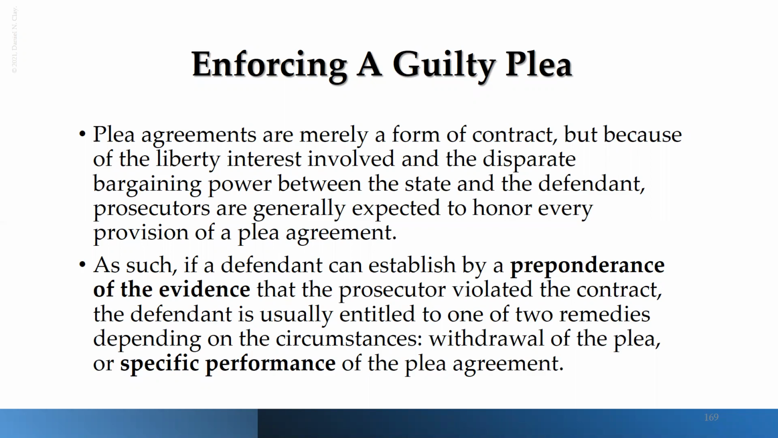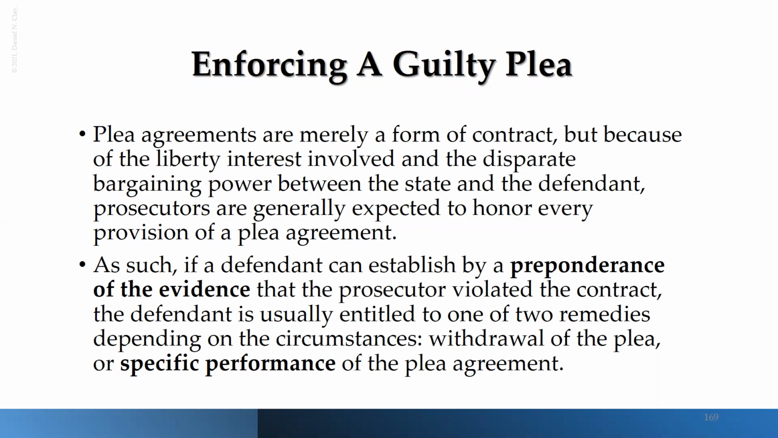They're written contracts. As such, if a defendant can establish by a preponderance of the evidence, so if they can establish by 50.01%, 50% and a feather, or 51%, however you want to conceptualize it, just barely more likely than not, that the prosecutor violated the plea agreement, the contract, the defendant is entitled to one of two remedies depending on the circumstances. One, they may withdraw the plea, right?